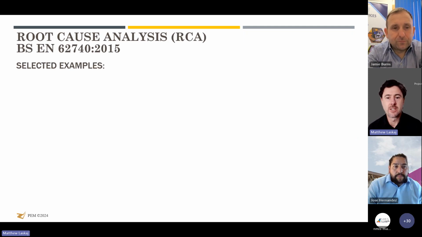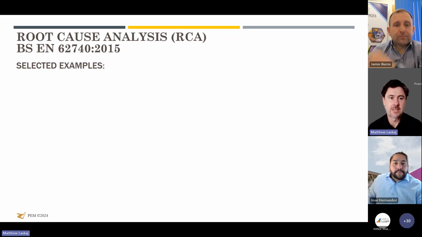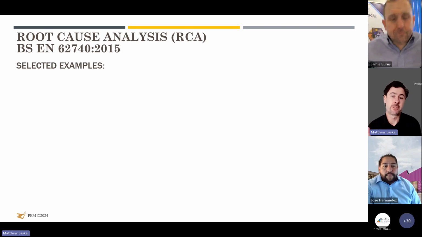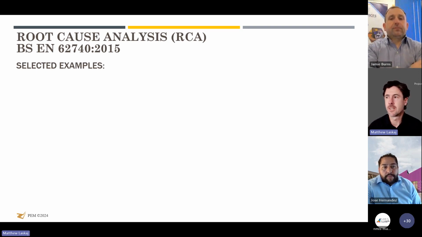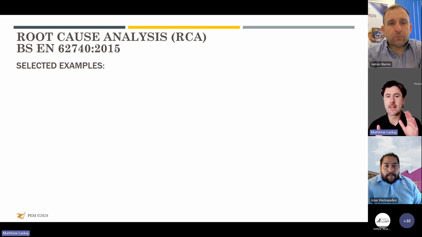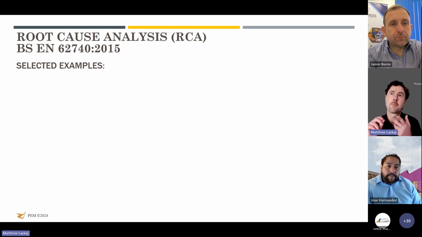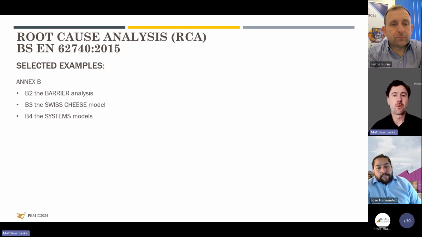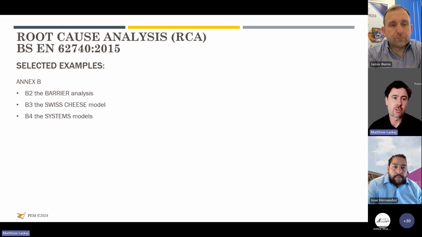So one of the standards we could use is the British European Standard 62740. It describes a process similar to the one that I've just presented, the yellow circles earlier. So it's got quite a good model flow diagram for the root cause analysis. Along with that, it gives you selected processes and techniques that you can use alongside it. There's like 20 or 30 in that list, which I'm obviously not going to show today, but here's a couple of the more popular ones related to maintenance.